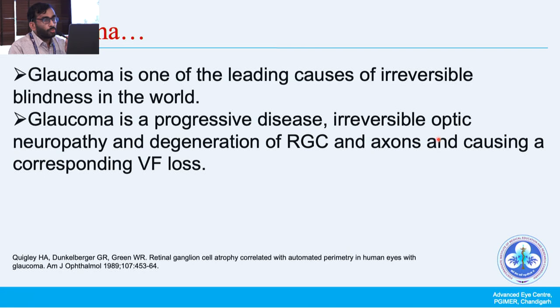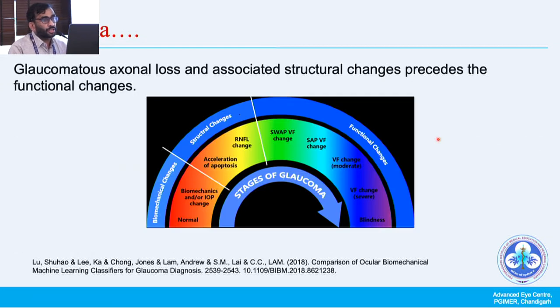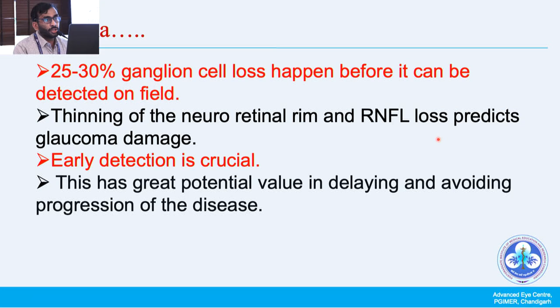So why glaucoma? Glaucoma is, we know, one of the irreversible causes of blindness worldwide, and it's a progressive optic neuropathy. And in glaucoma, structural changes always precede functional changes, so like Fahim already mentioned, there is 30% ganglion cell loss before it can be detected on a visual field. So you will have a good window if you detect very early.